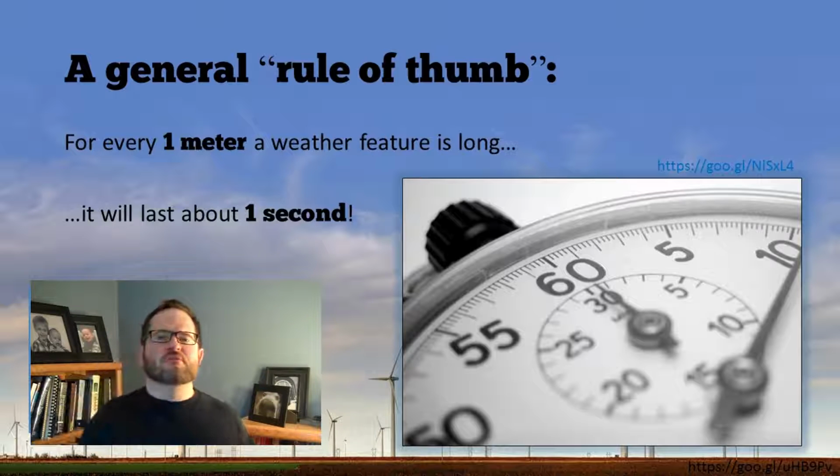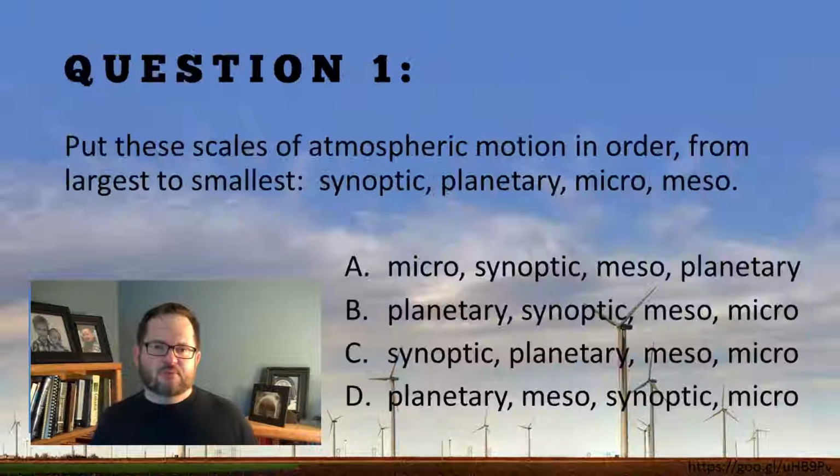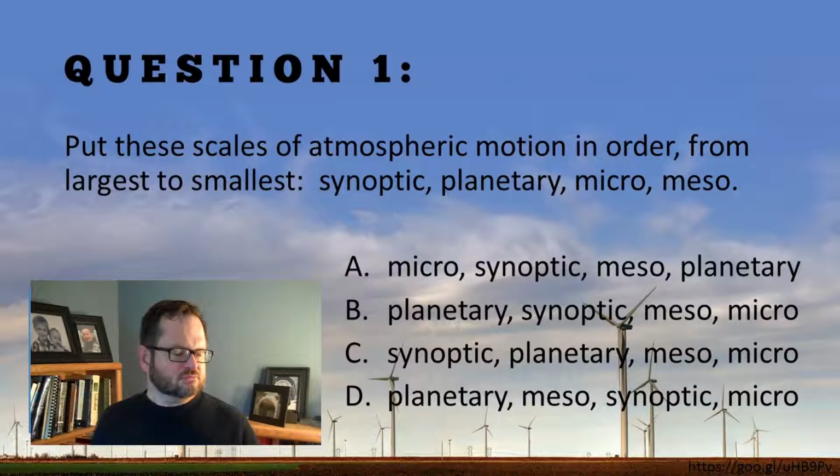Alright, anyway, I hope this little overview of how scales of motion are described in the atmosphere helped. Let's answer a couple quick questions before we send you back to Blue Line. Question 1. Put these scales of atmospheric motion in order from largest to smallest: synoptic, planetary, micro, meso. And then I have 4 different permutations of those 4 options. Which of those is the right way to order the scales of motion from largest to smallest? Make a choice from your 4 options and get some feedback before you move on to question 2.